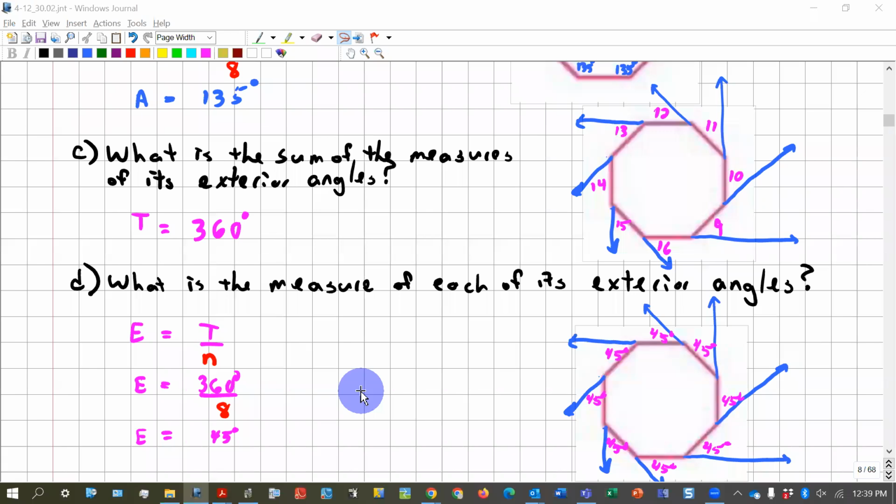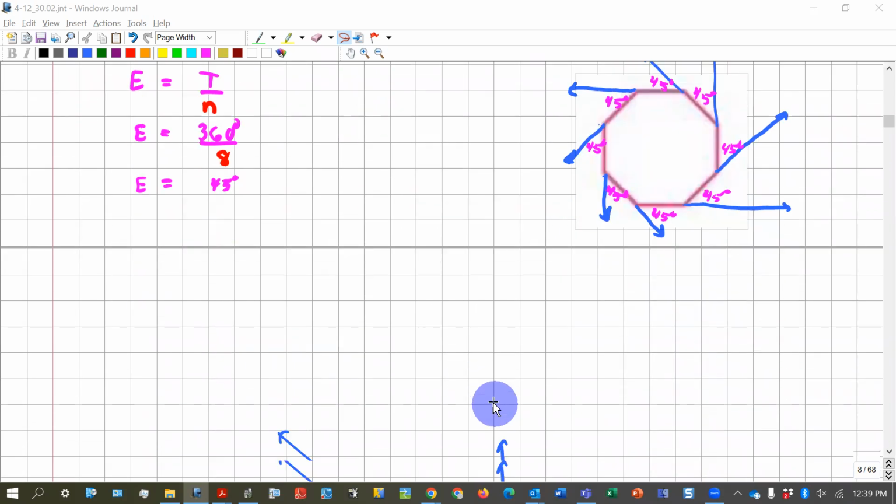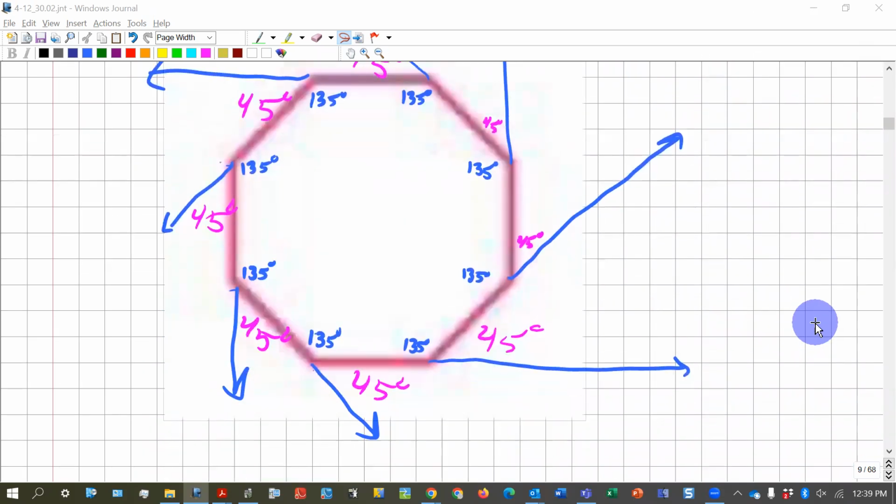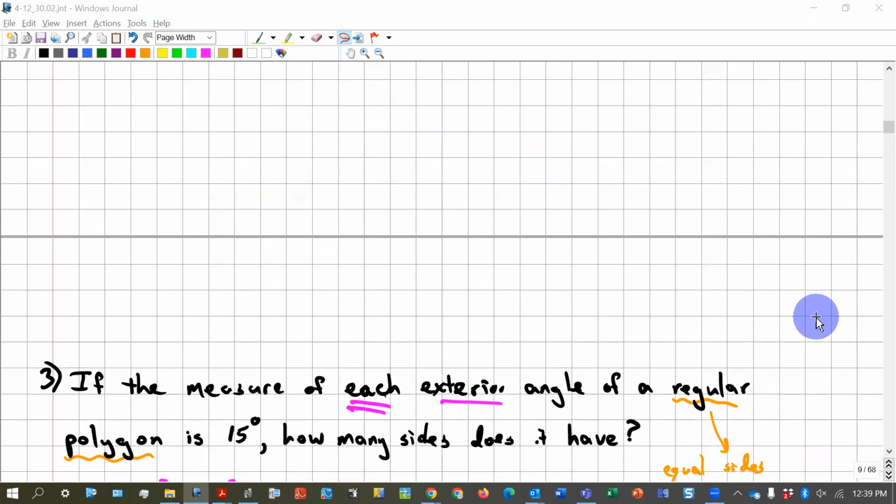So in this case, if I take 360 and divide by 8, since I had an octagon, then each of these is 45 degrees. So what we're saying now is that each of the interior angles is 135 degrees and each of the exterior angles is 45 degrees. And if we add those two numbers, we get 180 like we're supposed to. And then we can go backwards.